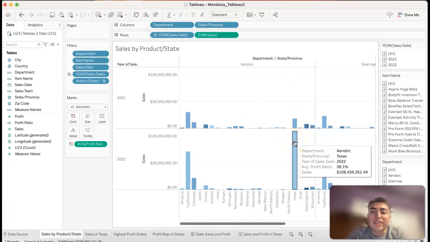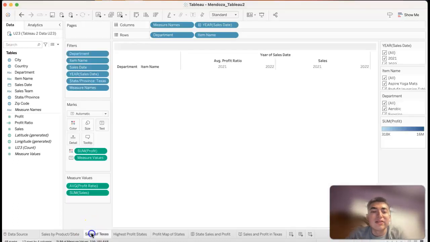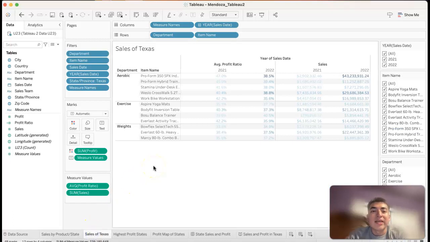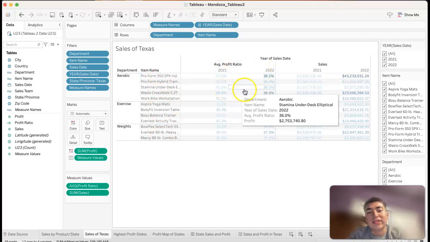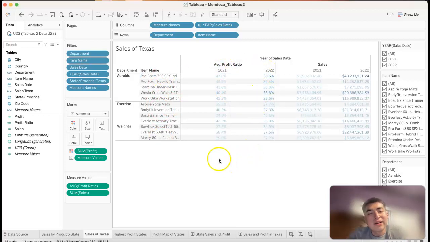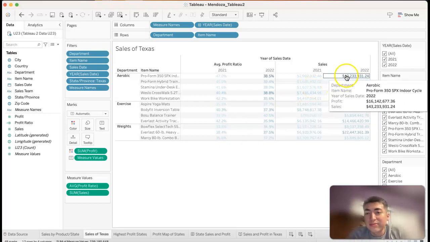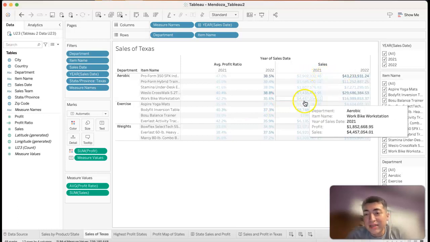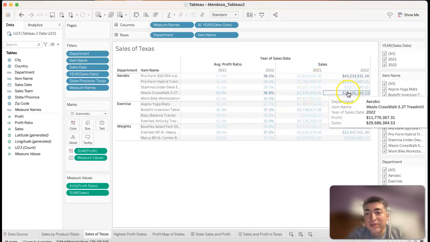So I want to dive deeper into this, and I did this by going into the sales of Texas. I looked at the different departments and different items they sold from 2021 to 2022, and compared the average profit ratio, seeing that although the average profit ratio went down in 2022, their sales went up abundantly. As we can see in these dark blue areas right here, they went up to 43 million compared to the 2 million they made, and the 7 million to the 29 million they made.